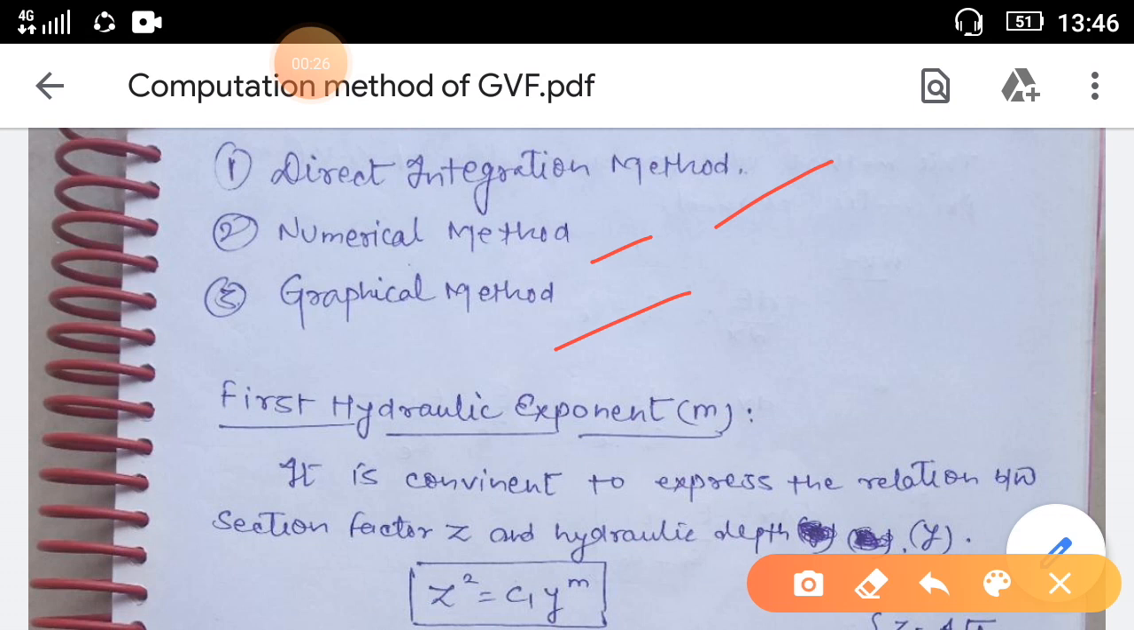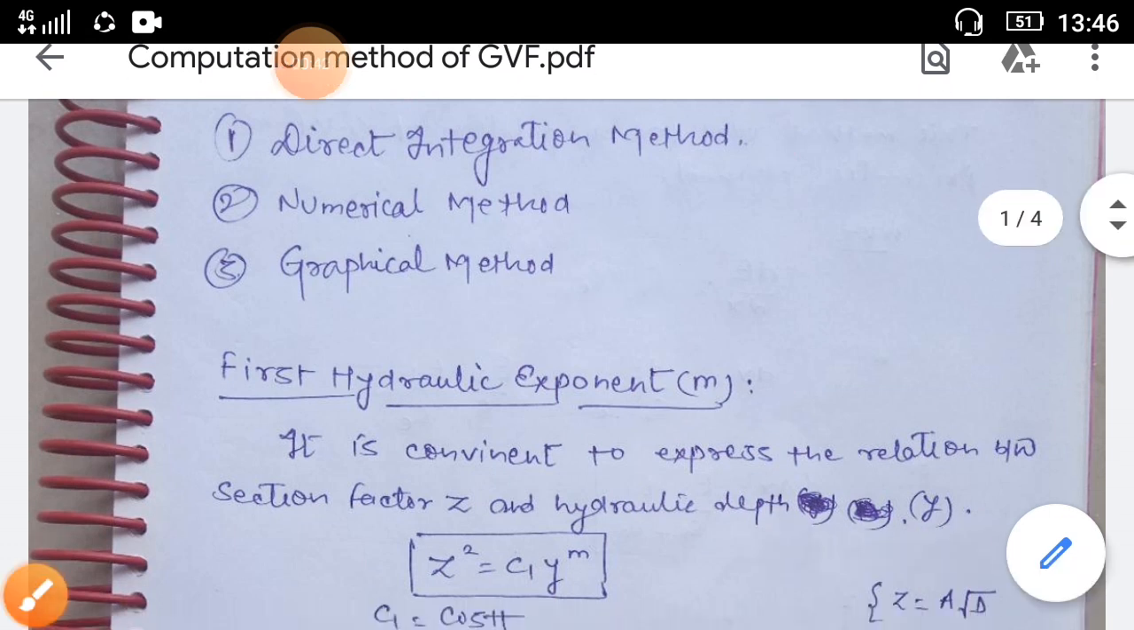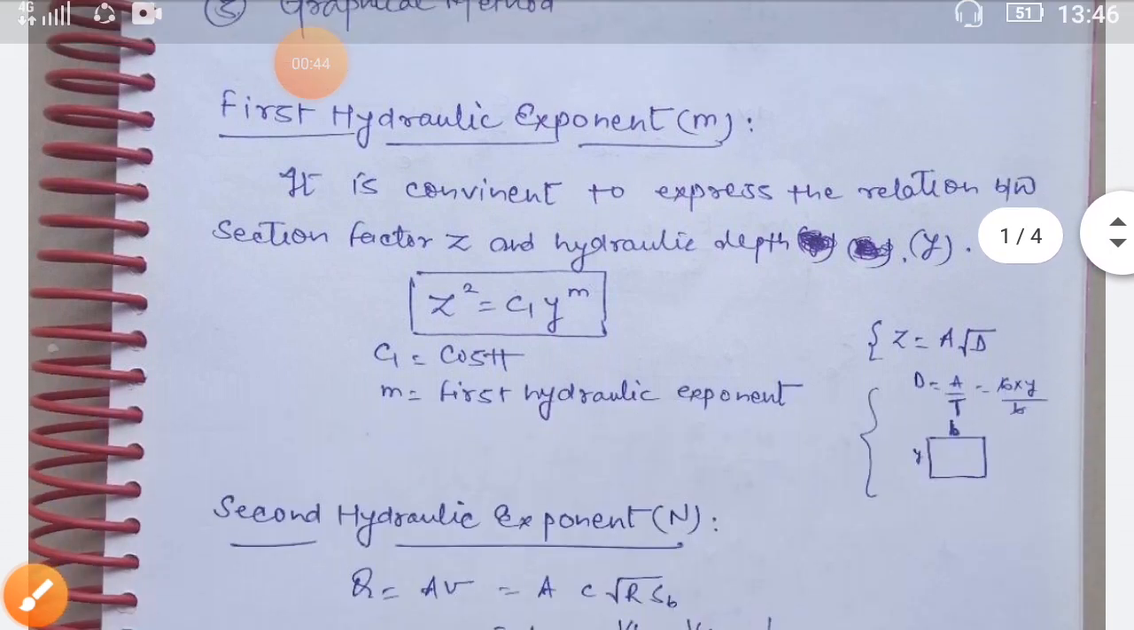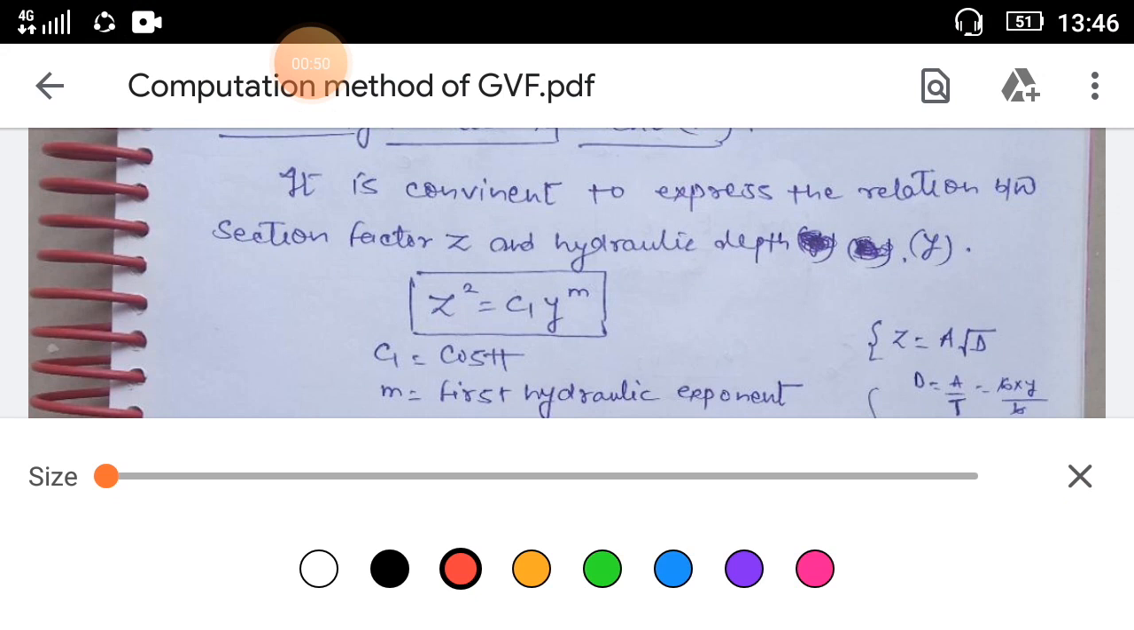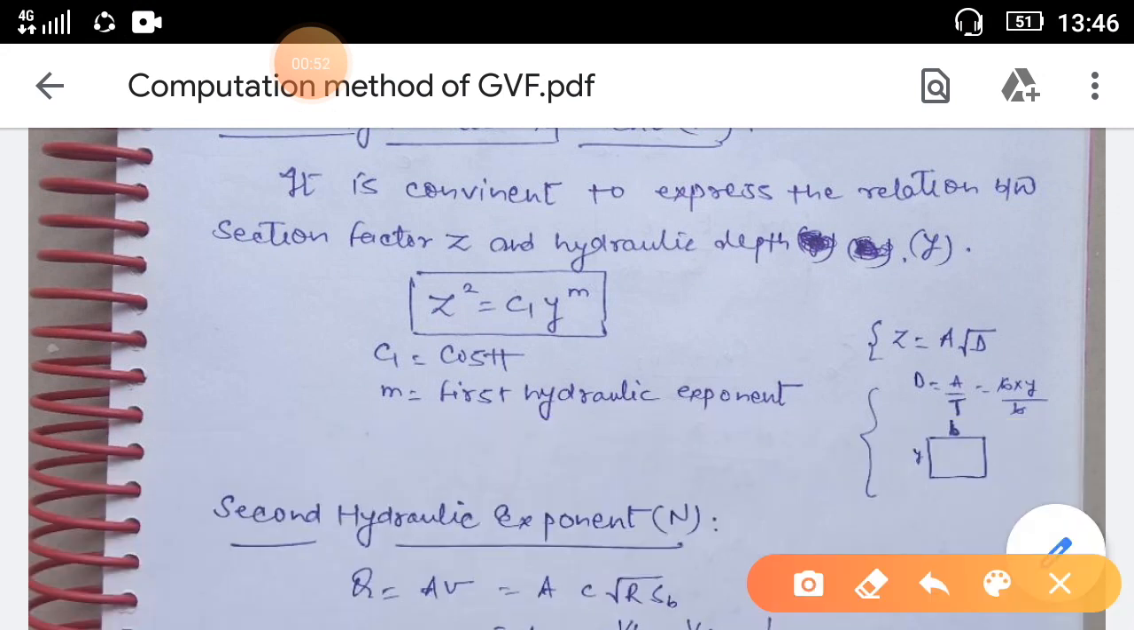Before going to the methods, first we should know what the first hydraulic exponent m is and what the second hydraulic exponent n is. So let us see the first hydraulic exponent m. Here we show that it is convenient to express the relation between section factor Z and hydraulic depth y.